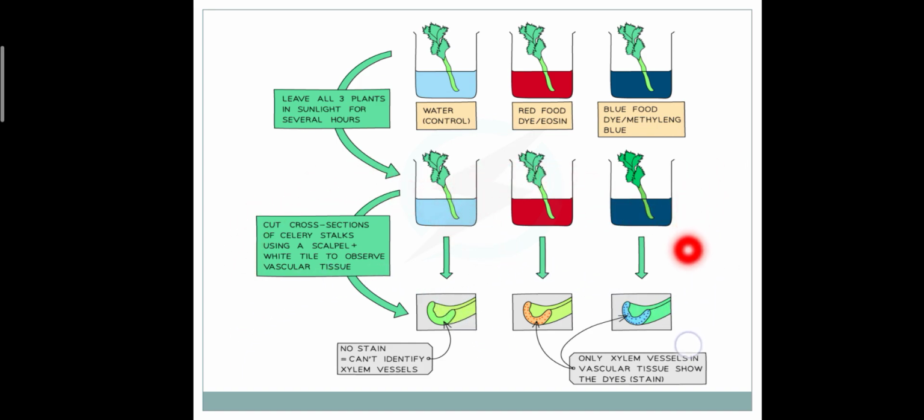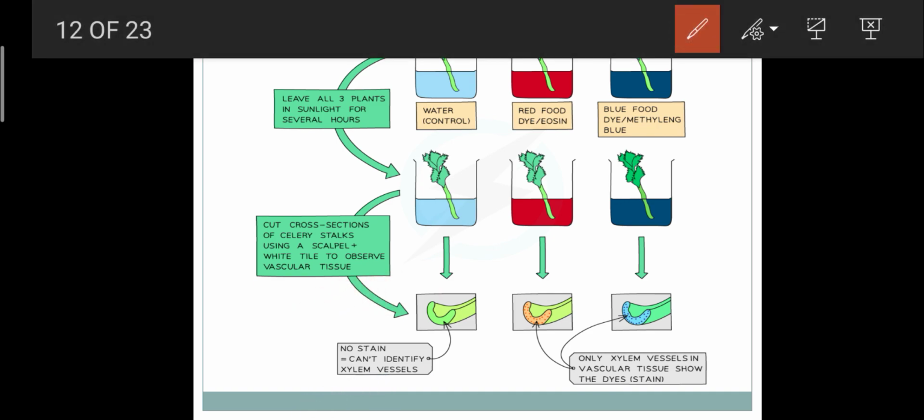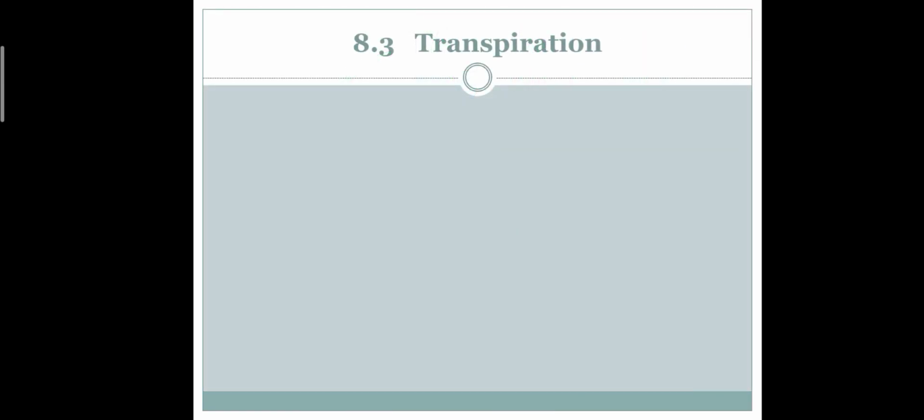After observation, in the results we can see that there is no stain in the first, so we cannot identify the xylem vessels, and in both of these we can observe that only the xylem vessels in the vascular tissue show the dye or stain. So this investigation has proved it.